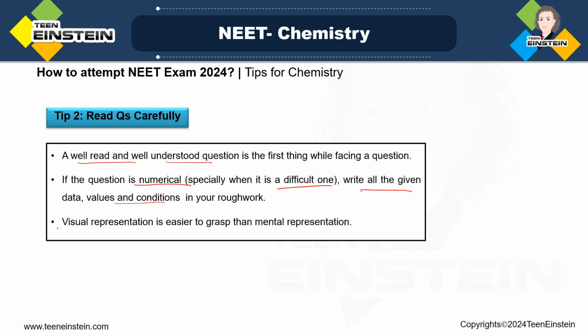So that is why if you have the visual representation, you can grasp the question easily, and it is better than whatever you are imagining mentally. So visual representation is better than mental representation. So if you just jot down all the information that is given, then when everything is in front of your eyes, you can take decisions carefully, right? So read the question very well and try to understand it well. If numerical, write all the data given in the rough work sheet.